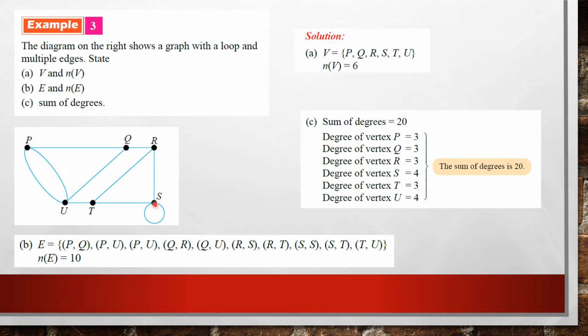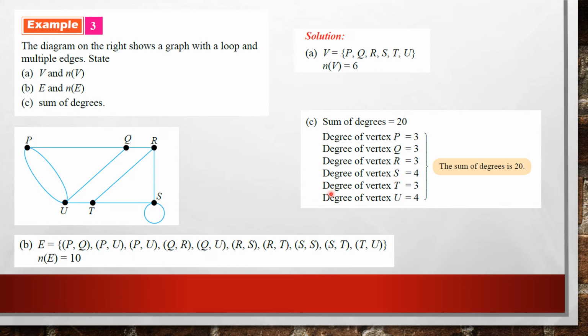Okay, vertex S. You have SR here, 1 line. ST, 2. The loop here, the degree for the loop, you have to remember, we have to calculate it as 2. So that's why the degree of vertex S is 4. One is SR, one is ST, and another 2 is from the loop. The degree for a loop is 2.